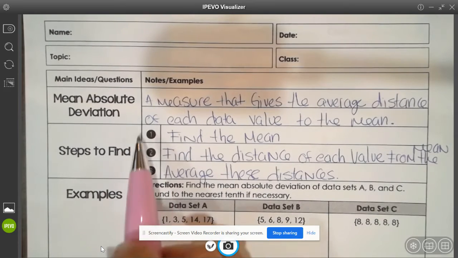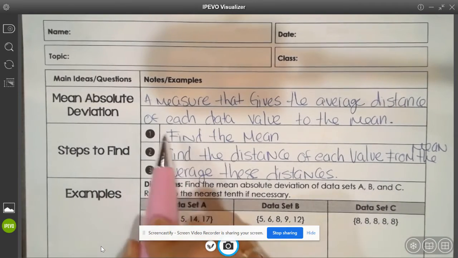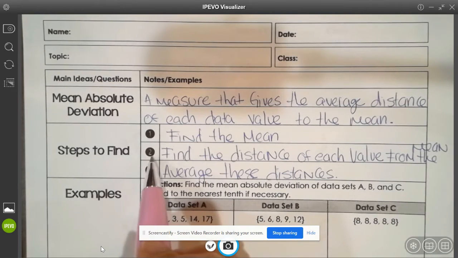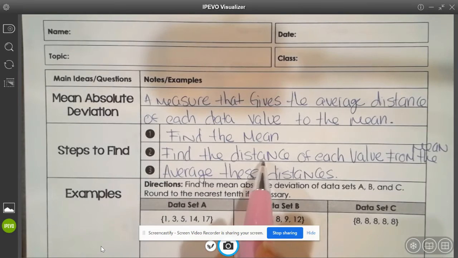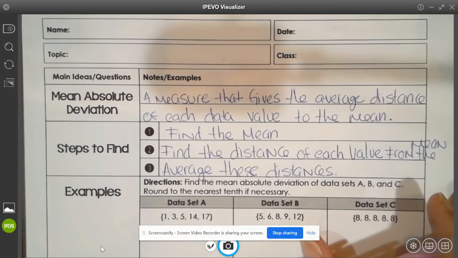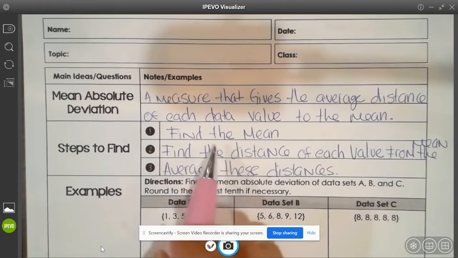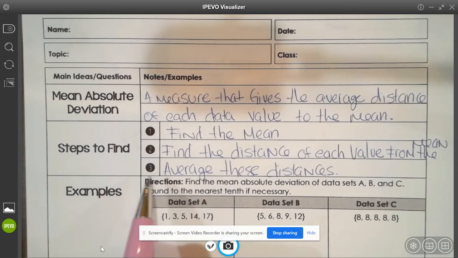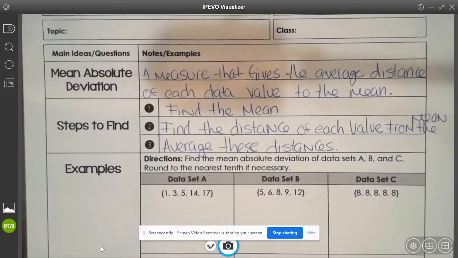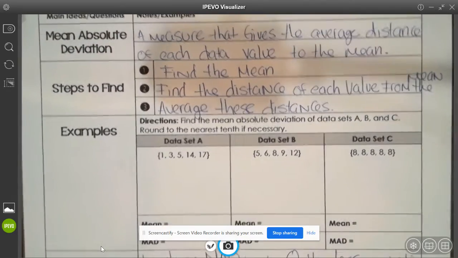Steps to find it. There are certain steps we've got to follow. The first step, we definitely need the mean. Then the second step will be to find the distance of each value from the mean. So we're gonna have to do some subtraction here. I'll show you how that looks. And then step 3, you're gonna have to take the average of these distances. Again, we're gonna do the same thing we usually do with the mean. We add them up and divide by how many we have. So that's the average.